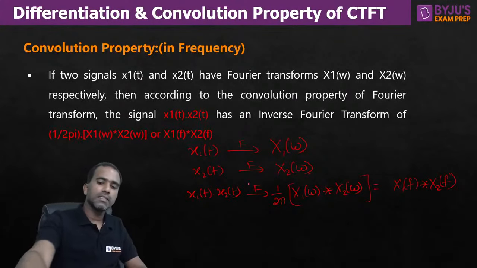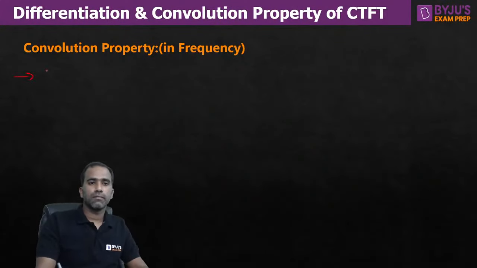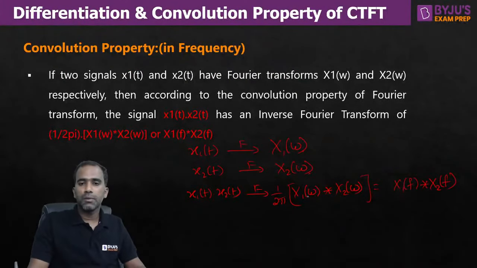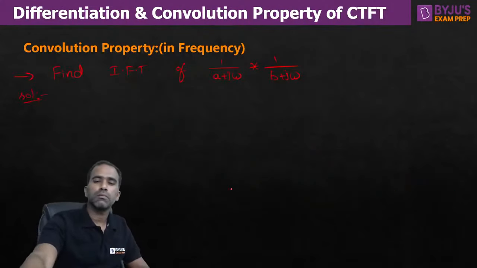Fine, wonderful. So let's see an example for this. Find the inverse Fourier transform of 1 by a plus j omega convolution 1 by b plus j omega. See this one, I'm doing convolution in frequency. I'm asking you to apply the property of product of signals in the time domain or convolution in frequency. We can also call this property convolution in the frequency domain or product in the time domain property. Name can be anything.